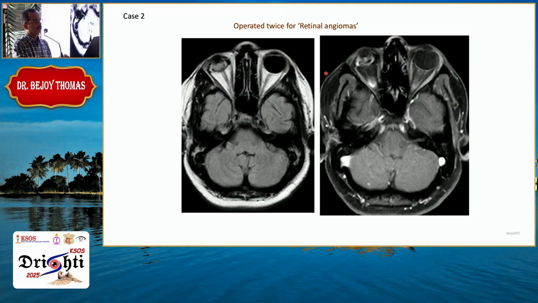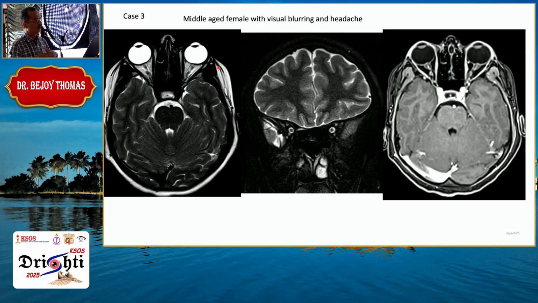This is a case of a middle-aged female who came to us, operated twice for retinal angiomas. It's an old case. I don't think for retinal angiomas anybody will do surgery nowadays. Now she has actually come with a complete vision loss with phthisis bulbi on the right side. Again, how you image these, we will discuss at the end of the talk. So we move on to the third case.